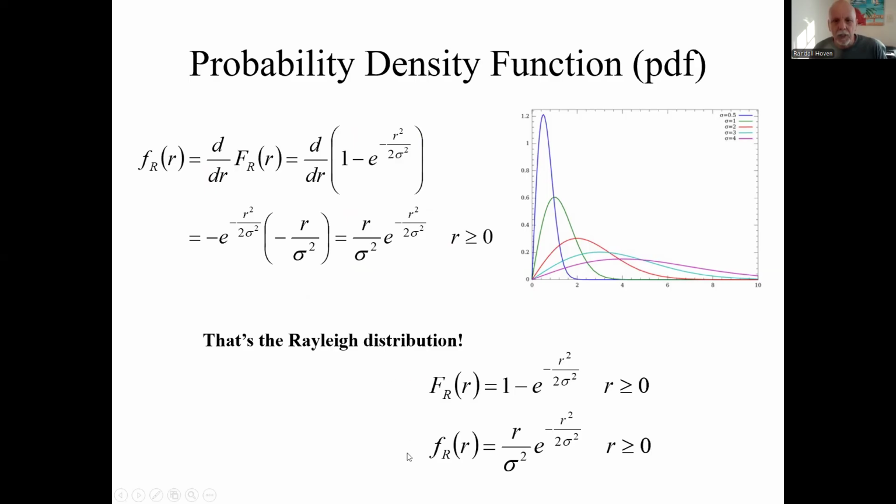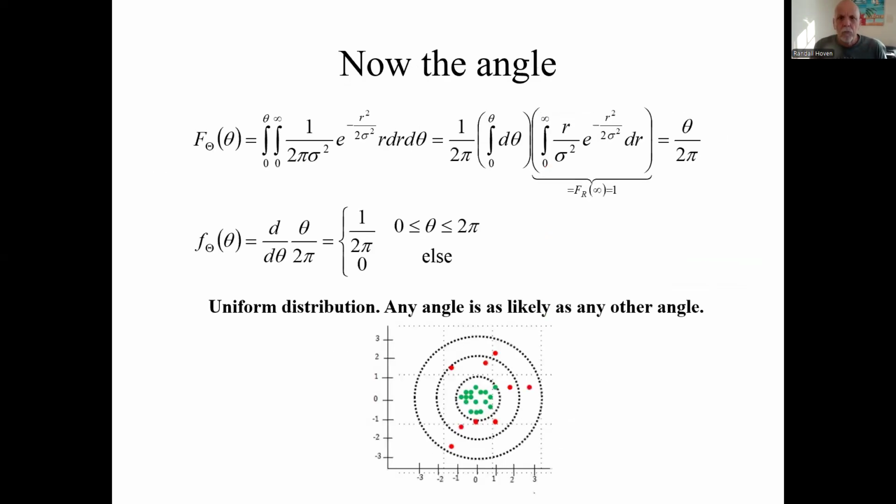Here's the CDF, here's the PDF. Here's what the PDF looks like for multiple values of that sigma. That sigma, remember, was the standard deviation of the horizontal and vertical errors. It's not the standard deviation of the Rayleigh.